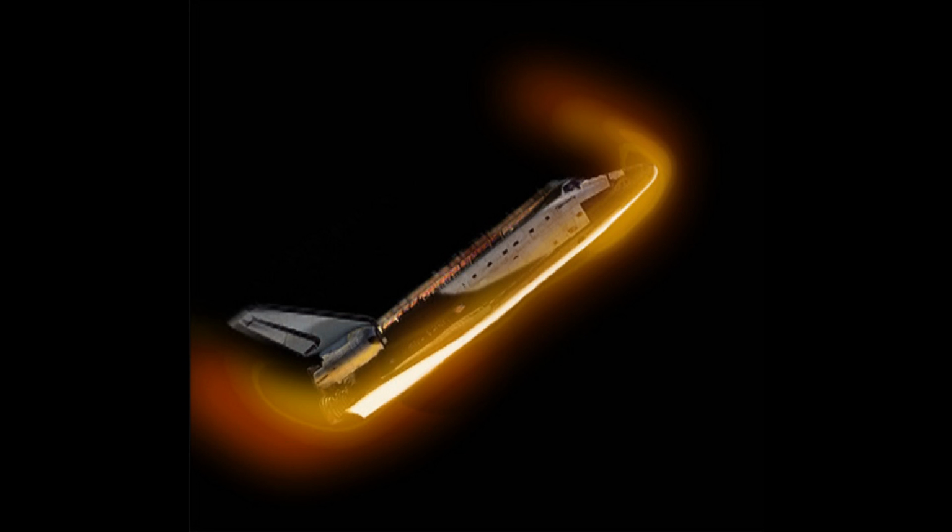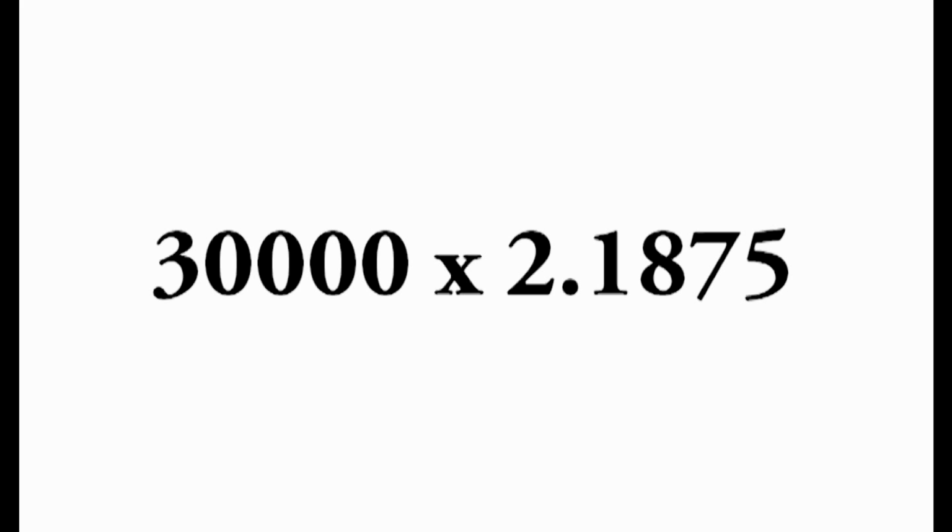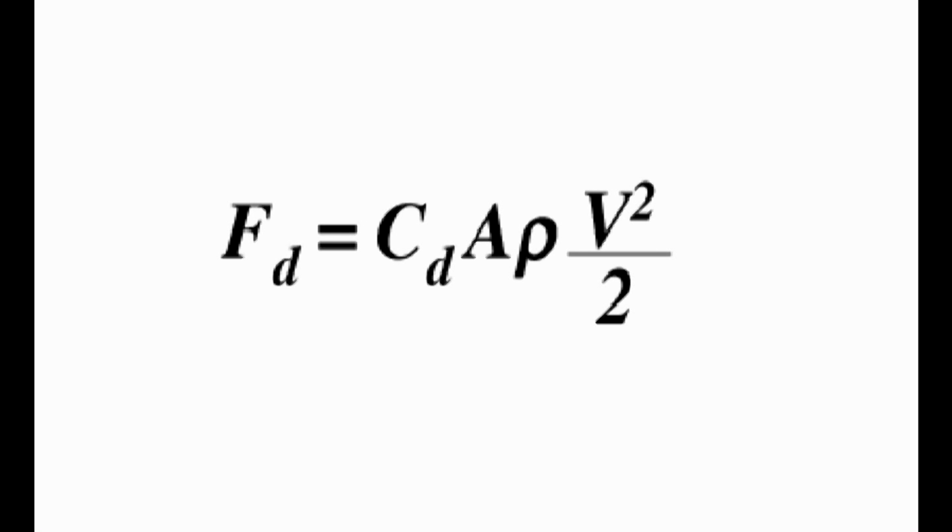A space shuttle re-enters the atmosphere at 30,000 meters per second. So to find out how much faster it would need to go to reach the melting point of carbon, you multiply it by 2.1875. You get 65,625 meters per second. Then you plug that speed into the force drag equation.